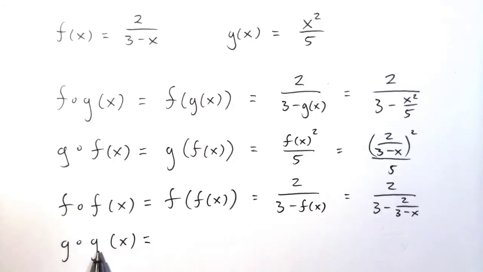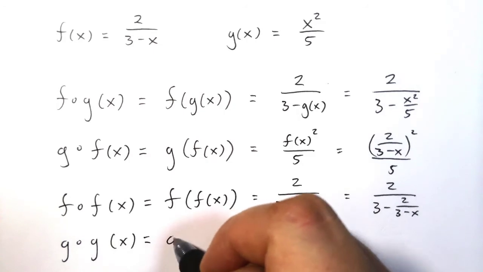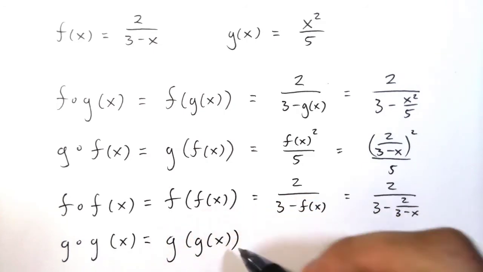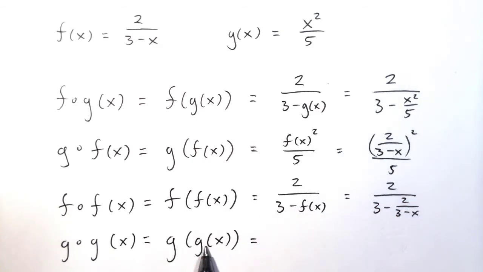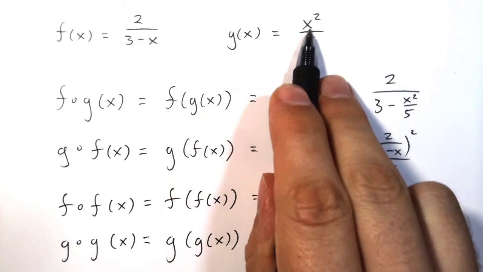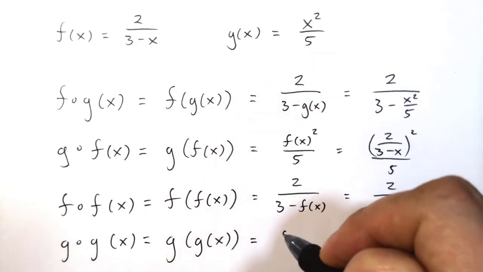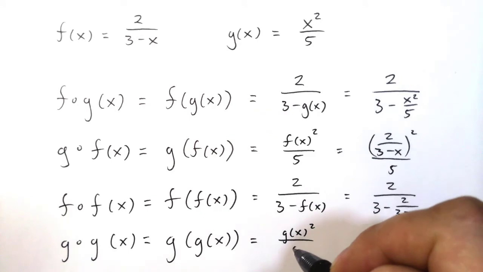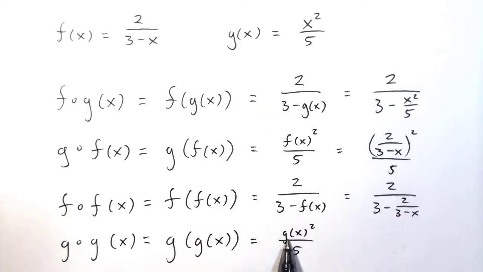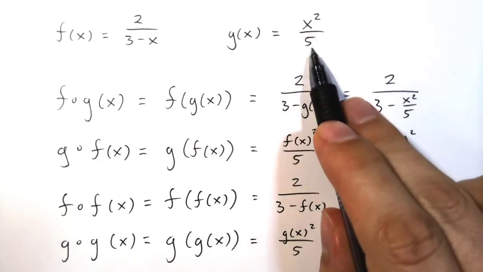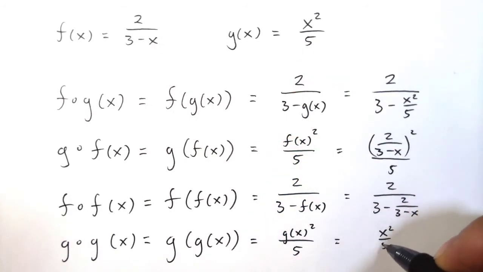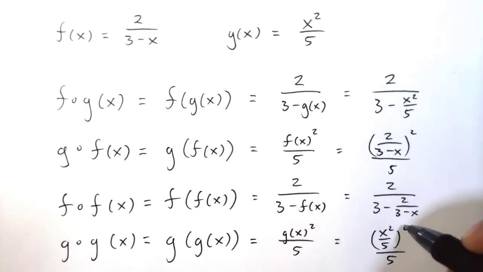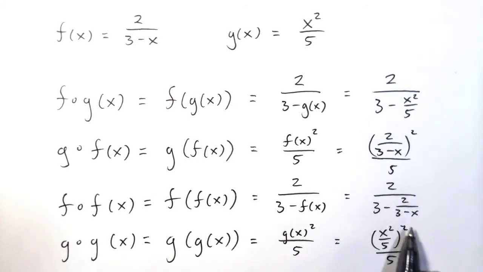G composed with g of x. Let's try this. Well, that's going to be g evaluated at g of x. Well, I'm plugging g of x in place of x. So I'm going to put it over here in place of x. So I'm going to have g of x squared over 5. But what's g of x? G of x is x squared over 5. So in place of g of x, I can put an x squared over 5. So this is going to be x squared over 5 squared over 5. And I'll leave it as an exercise to you to simplify this. You could do quite a bit of simplification here.